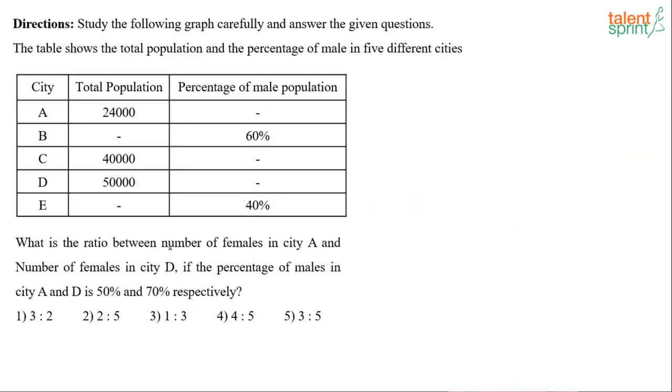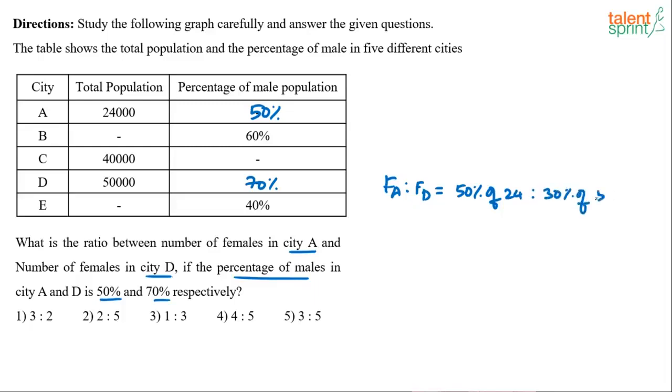Next one. What is the ratio between the number of females in city A and the number of females in city D if the percentage of males in city A and D is 50% and 70% respectively? So data is given. He's asking us to get the ratio between females in A and females in D. So females of A is to females of D: 50% of 24,000 is to 30% of 50,000. Simplify this. 50% of 24 is 12. 30% of 50 is 15. 12 is to 15, or 4 is to 5. Option 4.